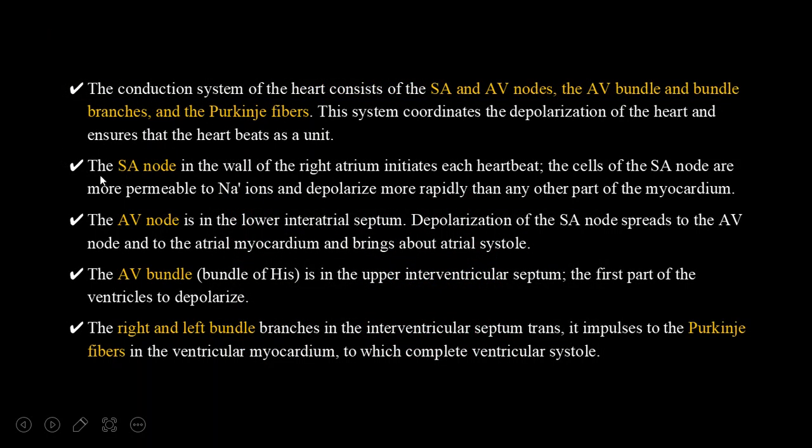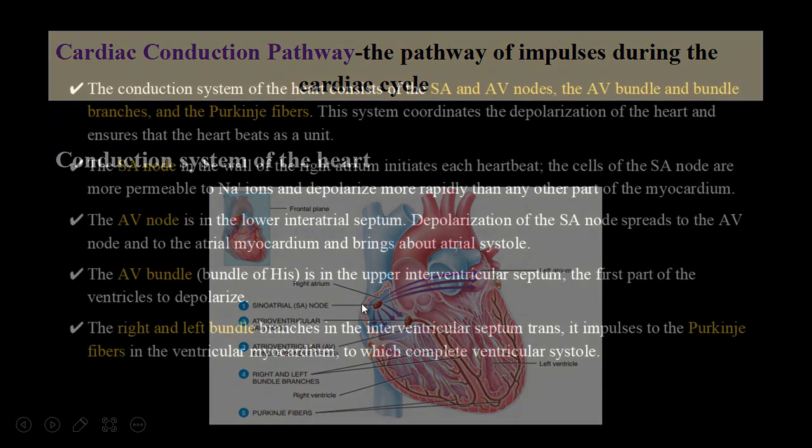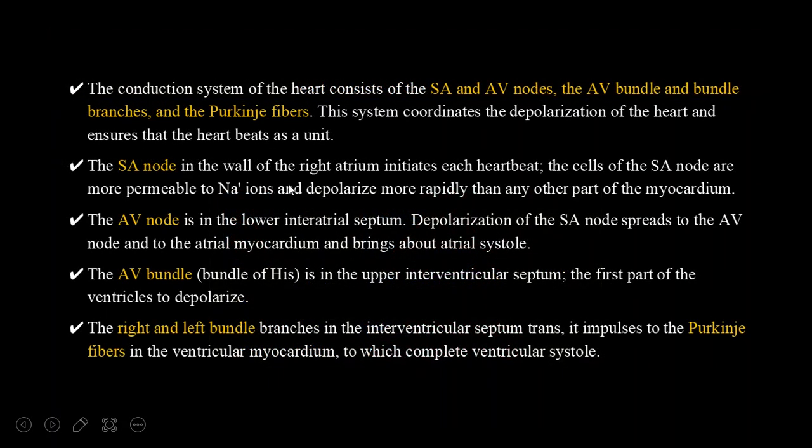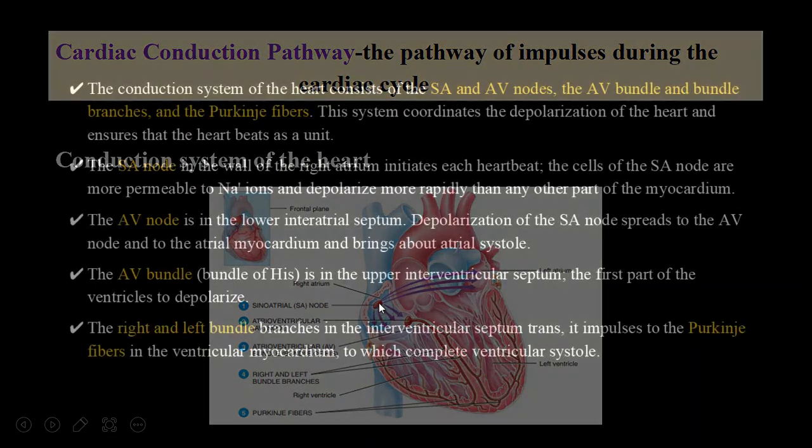So their function is, the SA node in the wall of the right atrium initiates each heartbeat. The cells of the SA node are more permeable to Na ions and depolarize more rapidly than any other part of the myocardium. So itong SA node, siya yung nag-i-initiate ng each heartbeat. Ang cells nitong SA node are more permeable to Na ions and depolarize more rapidly than any other part of the myocardium.